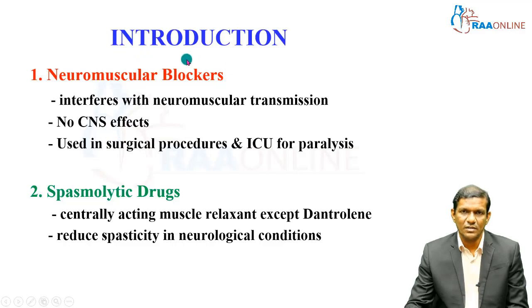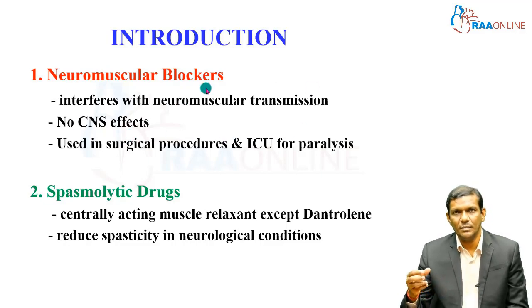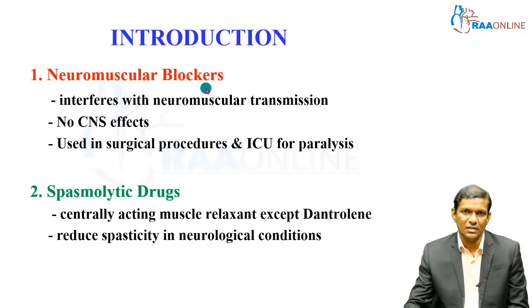In neuromuscular blockers, the drugs act at a site where they interfere with neuromuscular transmission. That means the nerve ending on the muscle fiber, the neuromuscular junction. That is where the drug acts, mainly in the skeletal muscles, leading to paralysis, which is why neuromuscular blockers are mainly used during surgery, such as colonic or abdominal surgeries, or even orthopedic manipulations where they need to relax the muscles. They don't have any CNS effects because they don't cross into the central nervous system, and they are mainly used in surgical procedures.